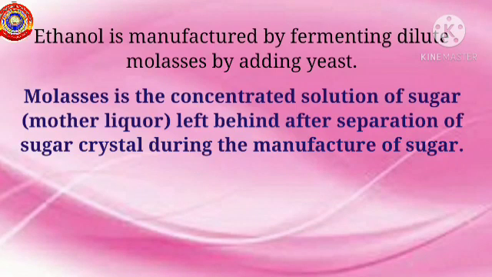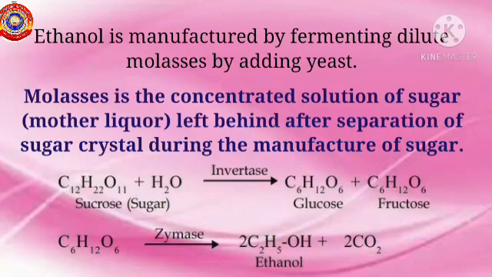Within a few days, it changes to ethanol in the presence of two enzymes produced by yeast. See the equations. At first, the molasses is diluted and fermented by adding yeast. In the presence of the enzyme invertase, molasses is converted to glucose and fructose. The chemical formula of both compounds is the same. The resultant glucose in the presence of the enzyme zymase produces the compound ethanol along with carbon dioxide.